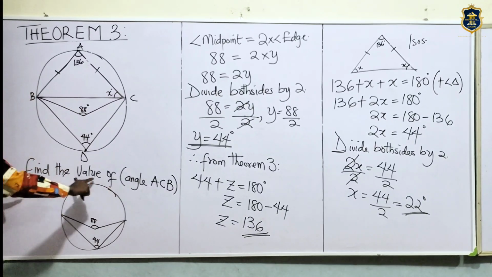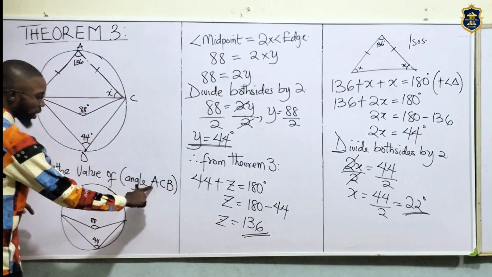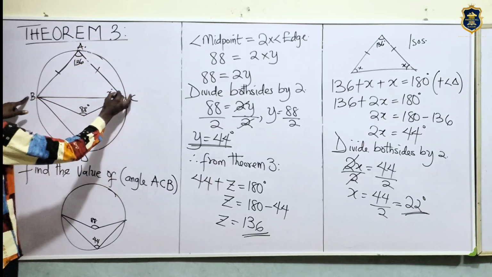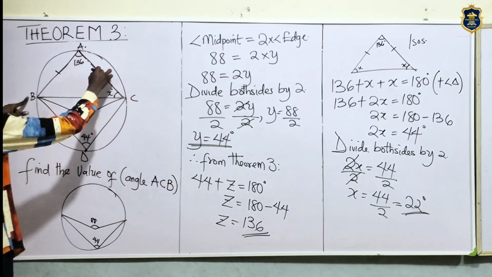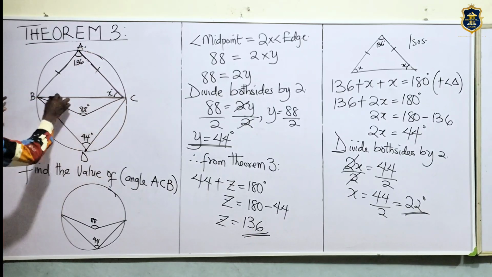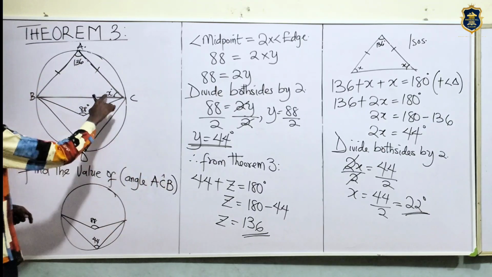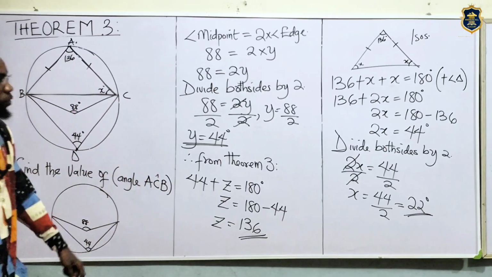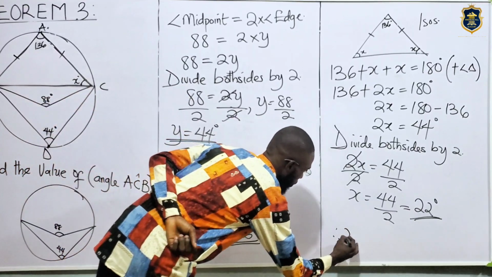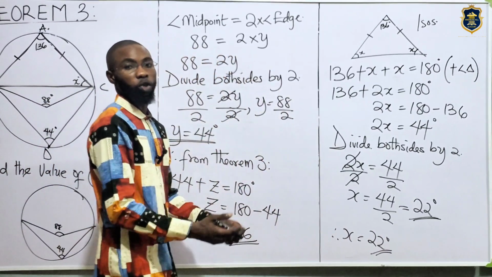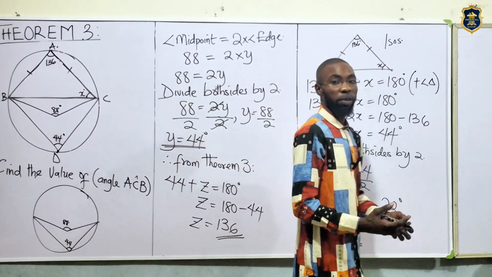So the question says find the value of angle ACB. If you look at this, it is angle ACB. So that's this angle ACB. These two lines make an angle at this point C. That's why we're calling it angle x. And from there we discover that angle x is equal to 22 degrees. Please apply this to what you are solving. It's not hard. It's a very simple question.